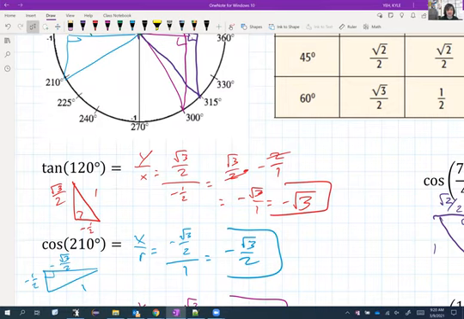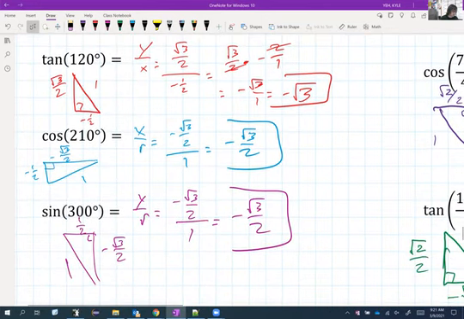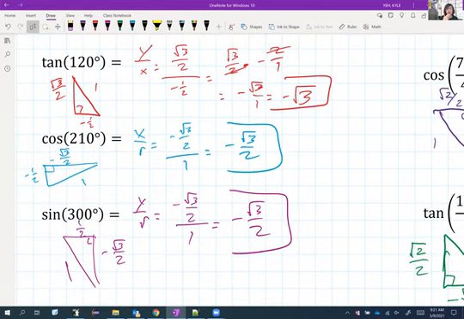So it's a 30, 60, 90, x being negative root 3 over 2, y being negative 1/2, and the radius being 1 on the unit circle. So x over r for cosine is really just x over 1. It's just x, because the radius is always 1. So the x coordinate was negative root 3 over 2. That's my cosine value.